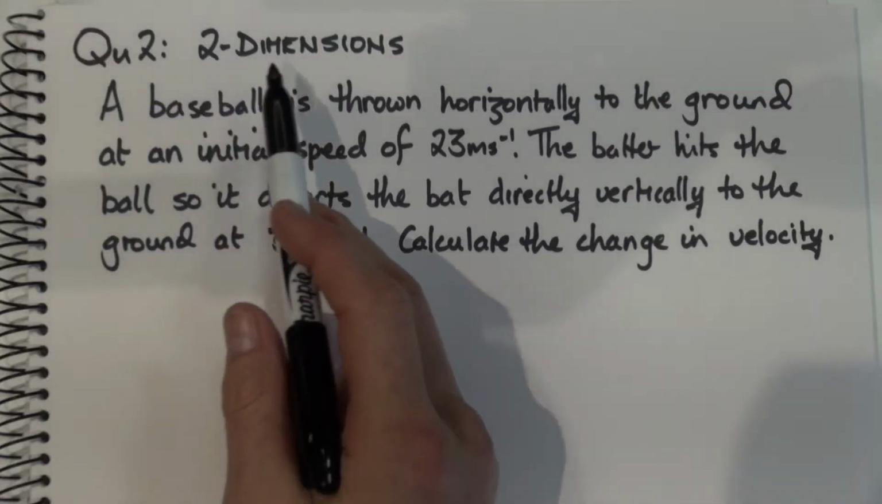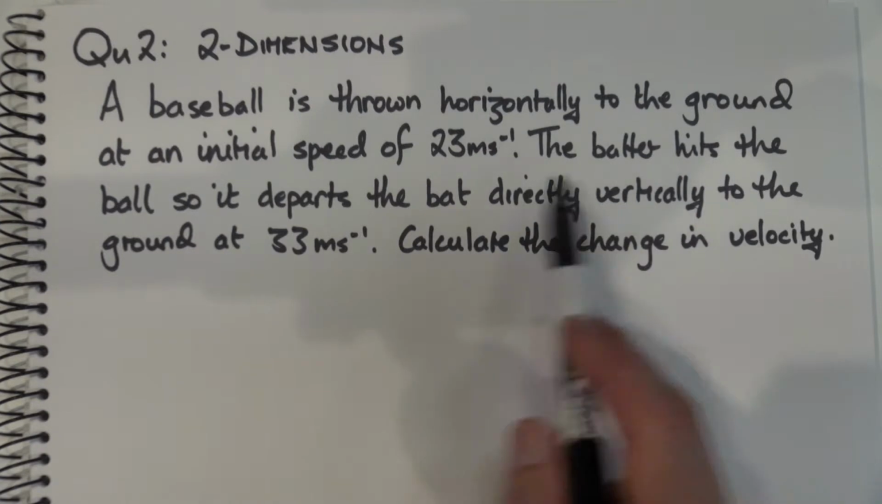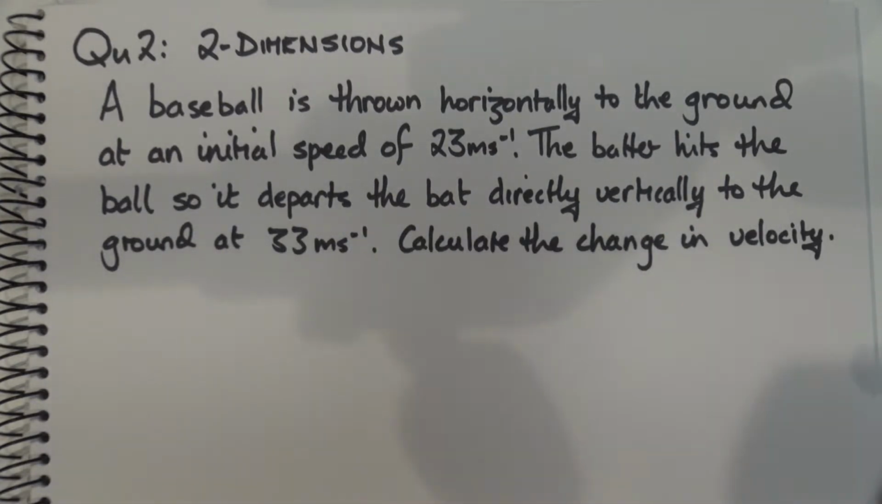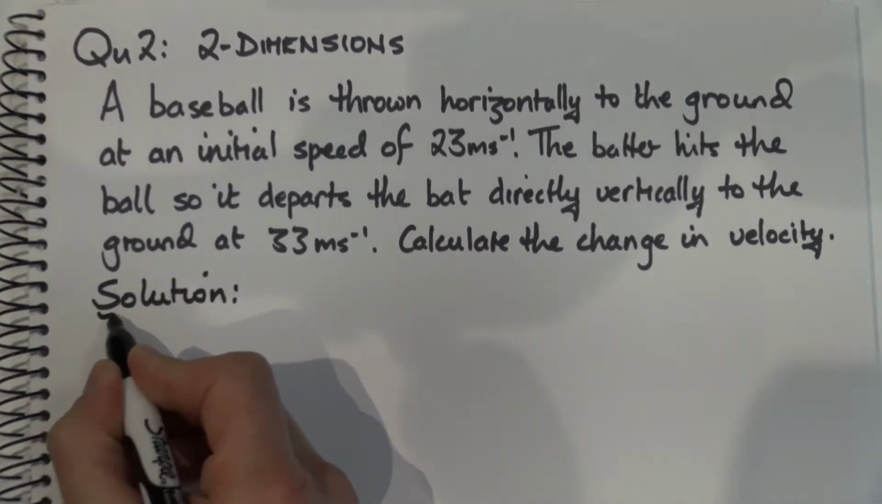In this video, we're going to explore change of velocity, but in this case, it's going to be in 2 dimensions. So we've got a baseball thrown horizontally to the ground at an initial speed of 23 meters per second. The batter hits the ball, so it departs the bat directly vertical at 33 meters per second, and we can calculate the change in velocity.